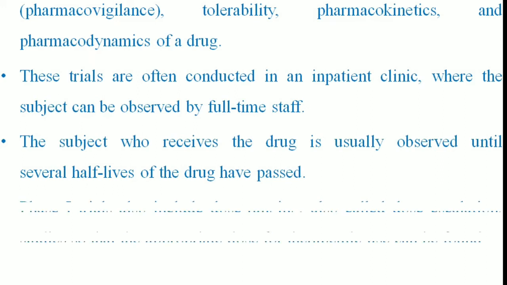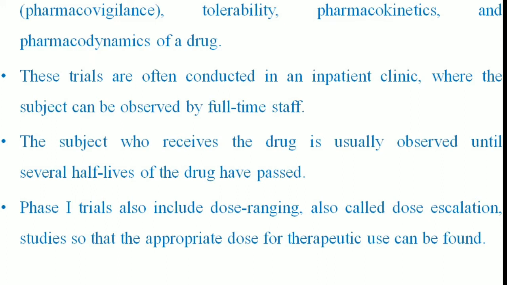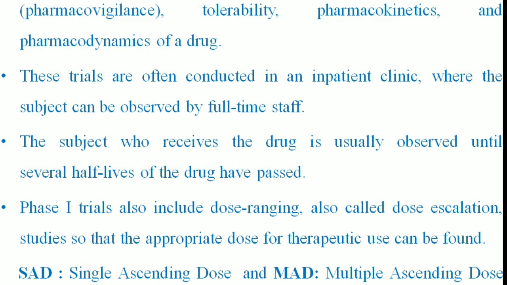passed. Phase 1 trials also include dose ranging, also called dose escalation studies, so that the appropriate dose for therapeutic use can be found. SAD, known as single ascending dose, and MAD, multiple ascending dose studies, are done.